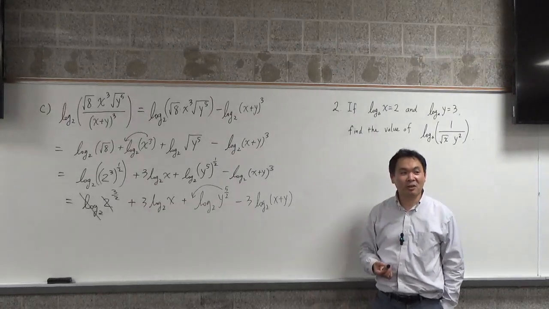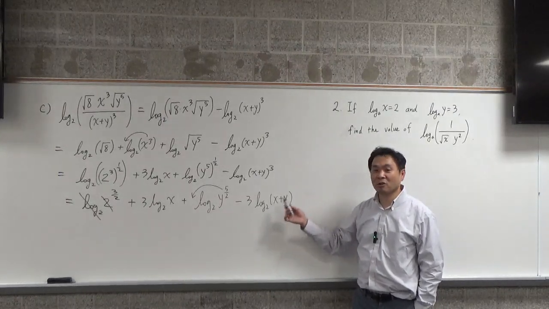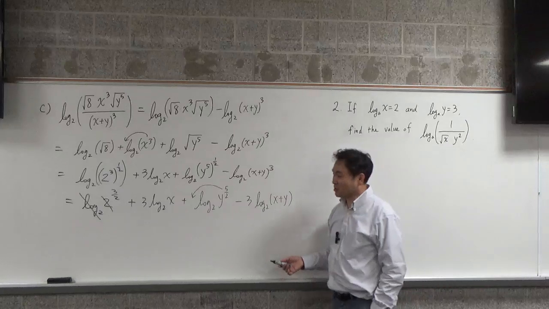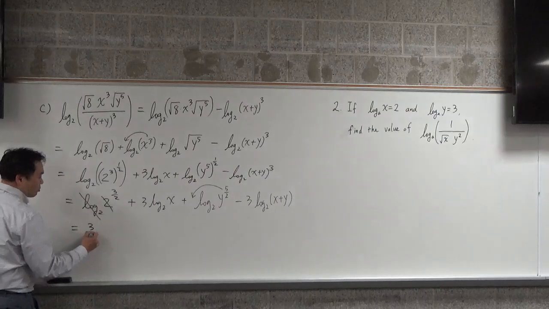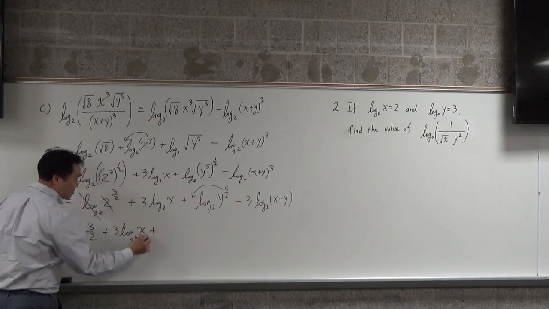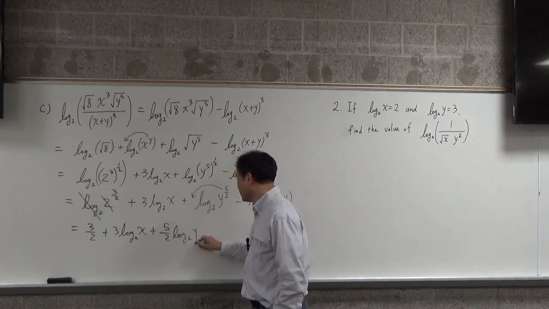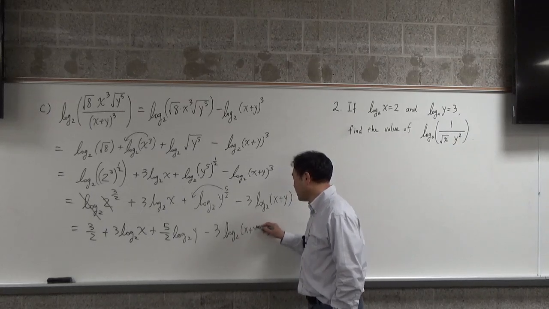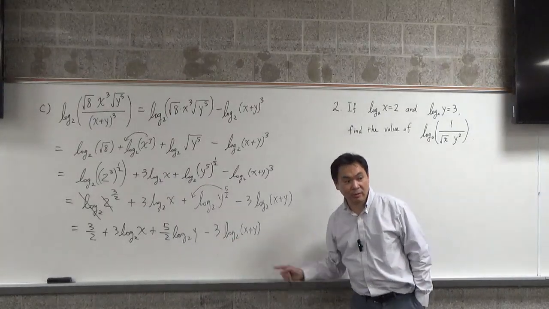It's a common misconception that you can just make this as log 2 of x plus log 2 of y. If you do that, you're going to get points taken off on your exam. So don't do that. So at the end of the day, what you're going to get is 3 over 2 plus 3 log base 2 of x plus 5 over 2 log 2 of y minus 3 times log base 2 of x plus y. And this is the most you can expand. You can't do anything more on this one.